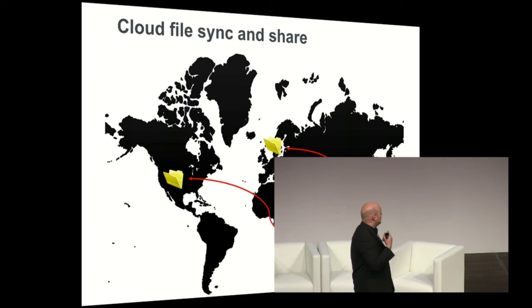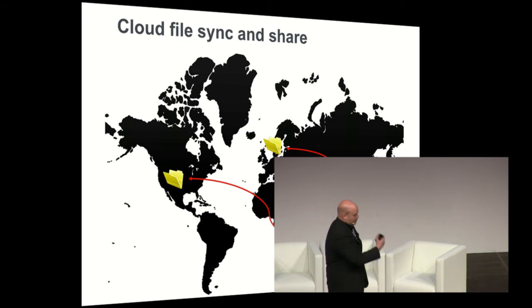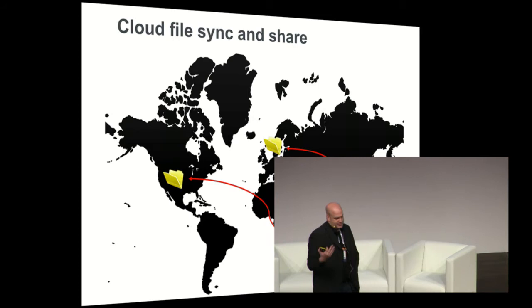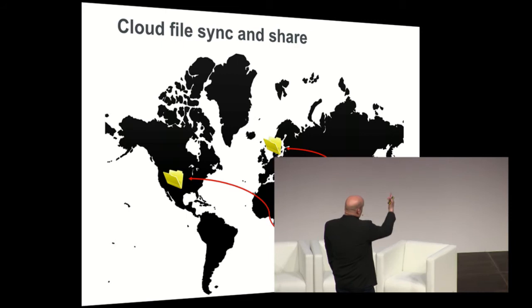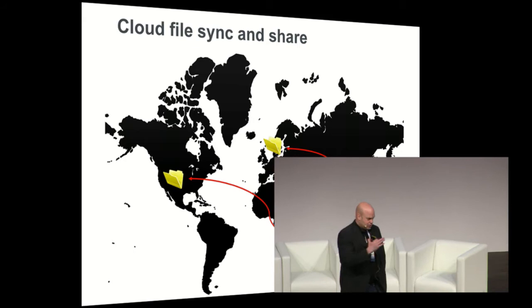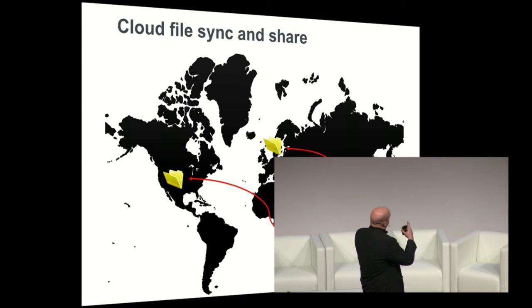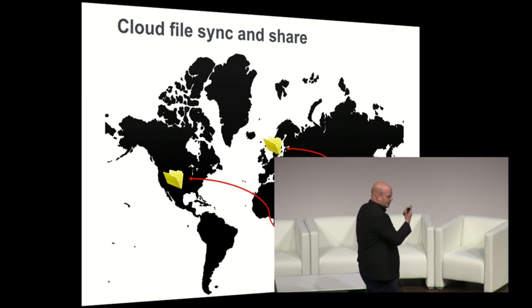Let's say I have a computer here in Europe, my laptop or desktop, and I have a folder on my desktop, and I store all the files that I want to work with in this folder. But I work together with someone in Japan, like someone from a different company, some collaboration between universities. Everything I store in my local folder automatically, magically appears in the folder on the other side of the world, with the guy in Japan. So this is basically cloud file sync and share.